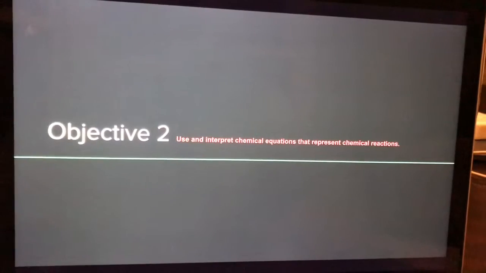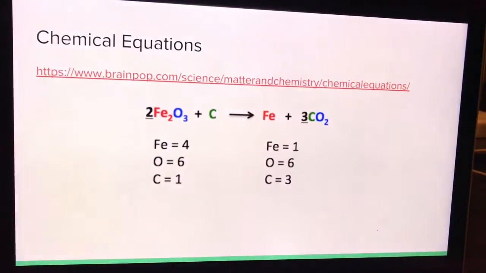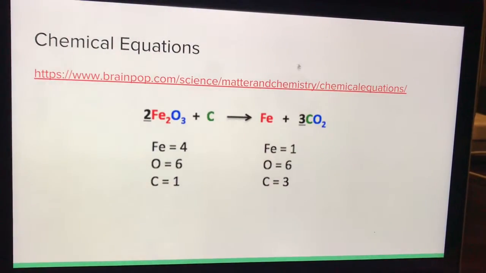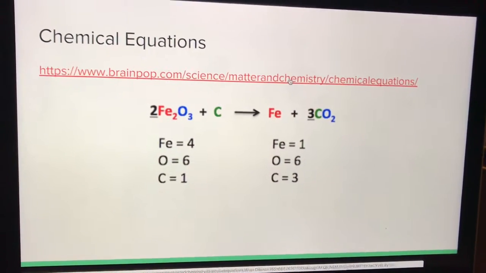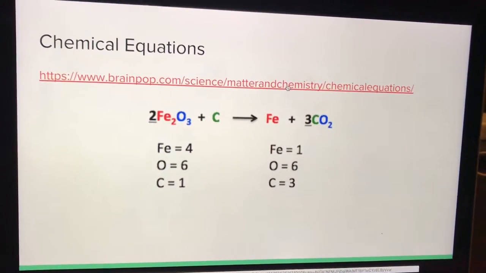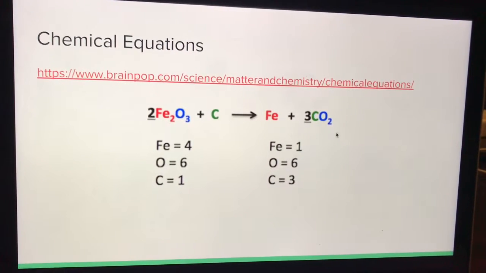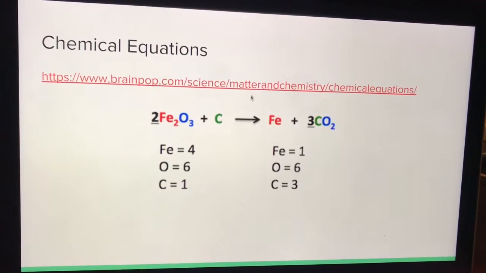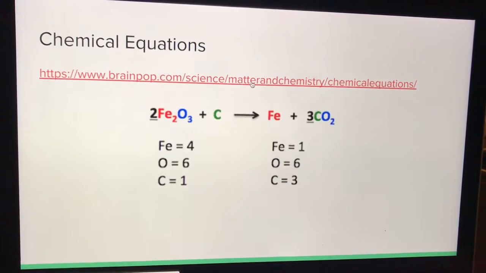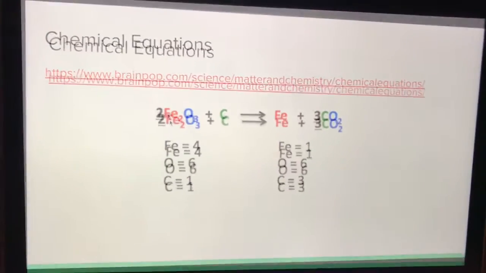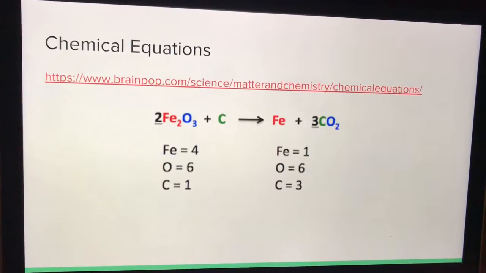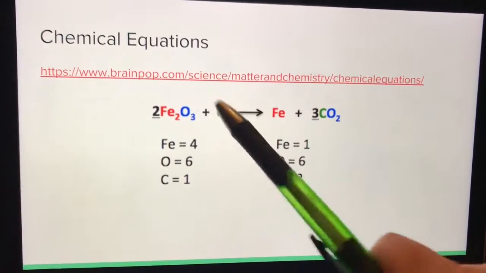Objective 2 is all about balancing equations. So there is a Brain Pop video here that I want you to click on and watch. It's got really good information, talks about the periodic table, but we're going to talk about this part. So pause right now, watch this video, and then come back to me so that you can finish up with this. So we are going to talk about this chemical equation and if it's balanced or not.